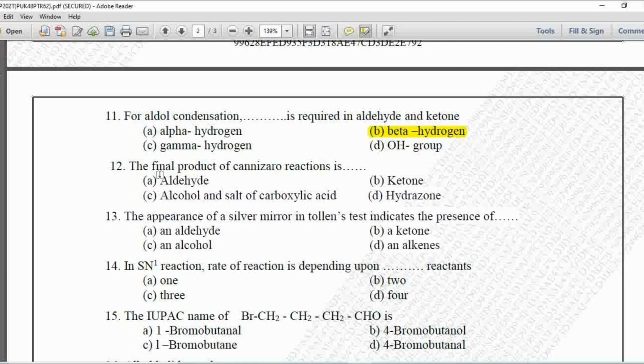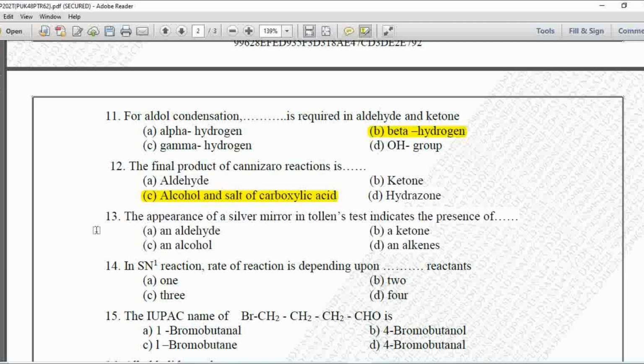Next MCQ 12: the final product of Cannizzaro reaction is, option A is aldehyde, B is ketone, C is alcohol and salt of the carboxylic acid, D is hydrazone. So the final product of the Cannizzaro reaction is option C, that is alcohol and salt of carboxylic acid.